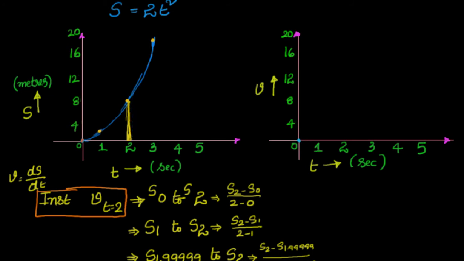Let me just put it in another color so that it's easy. What I am saying is, if I am able to take the time which is almost equal to 2 or which is either on the left side or on the right side, we will see in the limits actually what's the meaning of that.